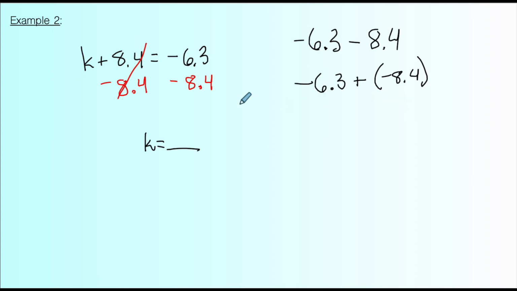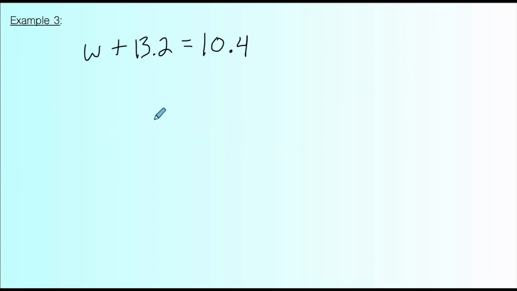So the final solution here should be negative 14.7. Negative 14 7/10 is what k is equal to. When you're adding two negative numbers, just forget that they're negative, add them together, and two negatives added together just become a smaller negative number. All right, last example for today.